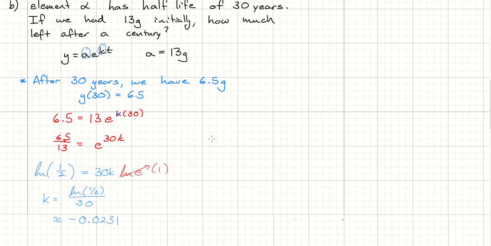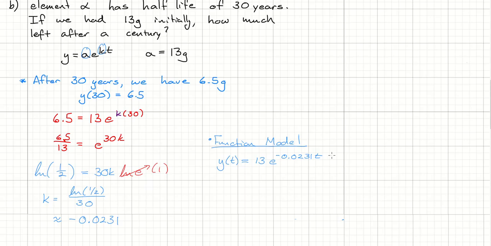Do we have enough information now to make a working model? Or a functional model? I don't know. I'm just going to make a couple things. We have a model that works. We know that the equation is going to be y, the amount left at time t, y of t is what I'm going to refer to this as, equals, what's my initial amount? 13 grams times e to the k we just found out was negative 0.0231. And this works for any t value that we pick.